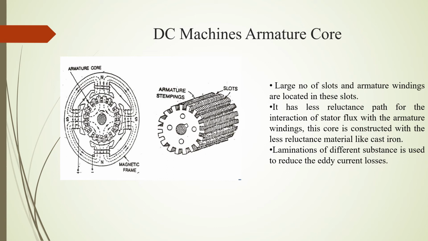The next is the armature core. It has a large number of slots, and the armature windings are located in these slots. It has a low reluctance path for the interaction of stator flux with the armature winding. This core is constructed with low reluctance material like cast iron. Lamination of different substances is used to reduce the eddy current loss here.